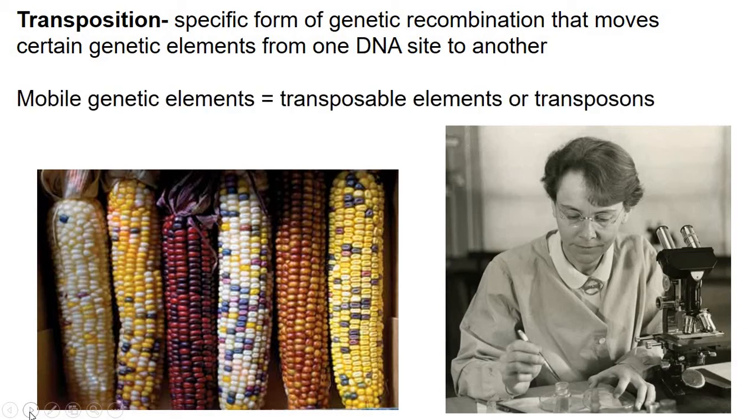So these mobile genetic elements, or transposable elements, or transposons, because of their movement from one place to another place, we see these different colors. But corn is not the only organism, or only plant, that has transposable elements. All organisms have transposable elements, and transposable elements make up a large portion of our genome.